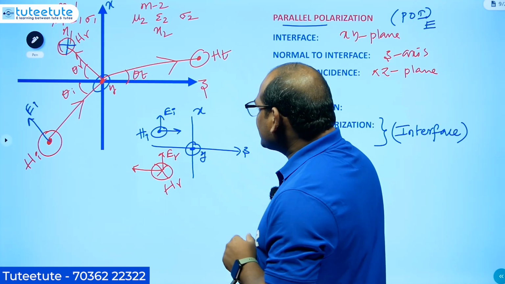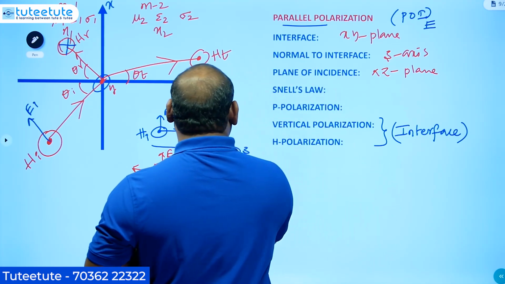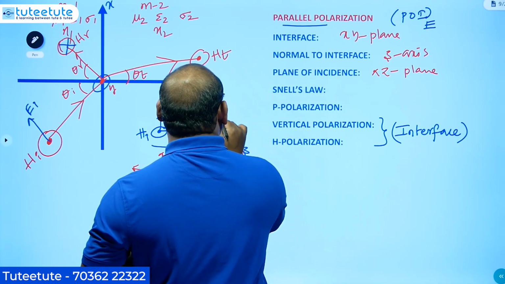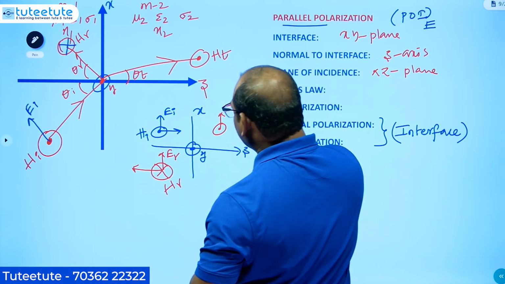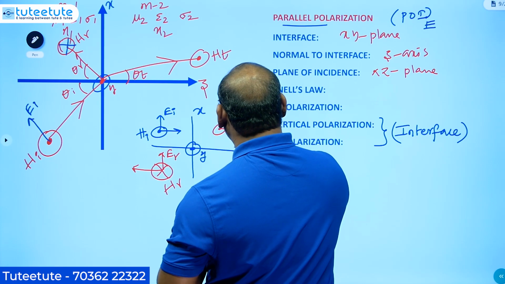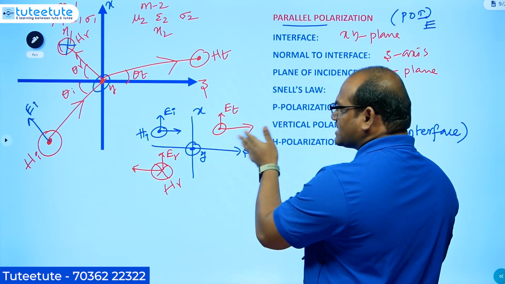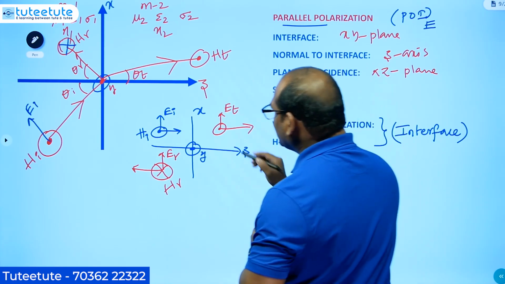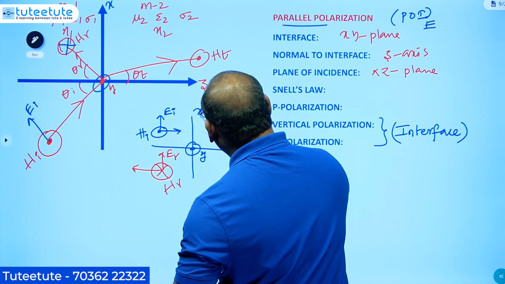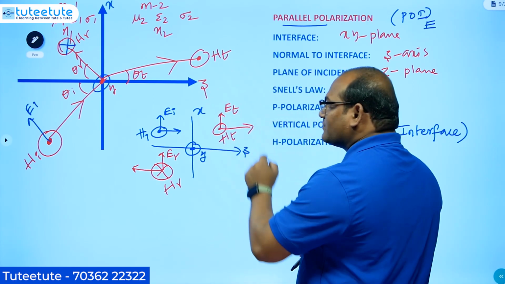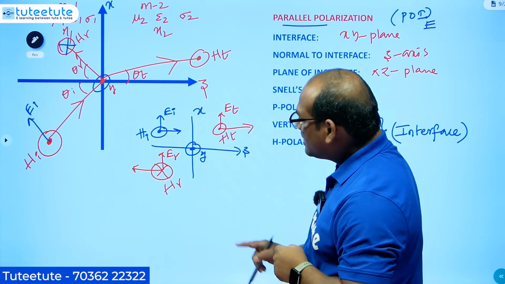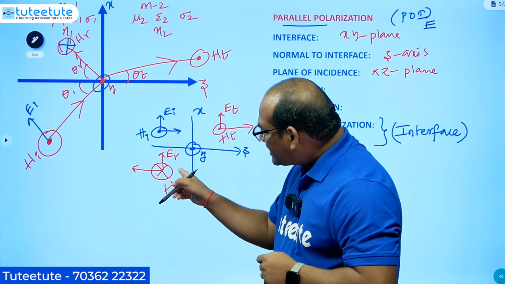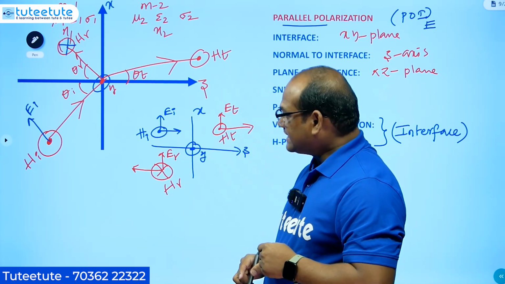Next, what about the transmitted wave? It is similar to the incident wave. The transmitted electric field is oriented in the positive x direction. This is the direction of propagation of the transmitted wave along the positive z direction, and this is the orientation of the transmitted magnetic field coming out of the screen, that is, in the plus y direction. So this HR direction is going into the board, that means in the negative y direction.